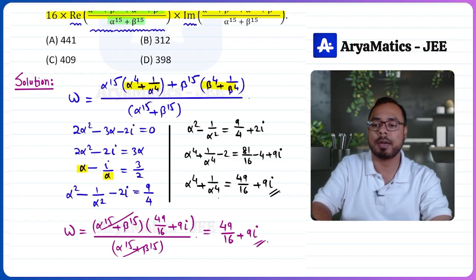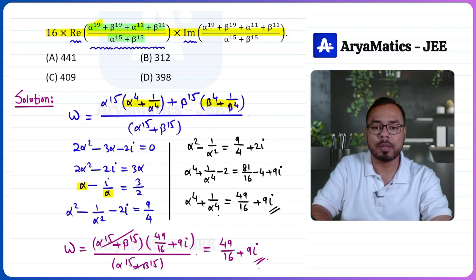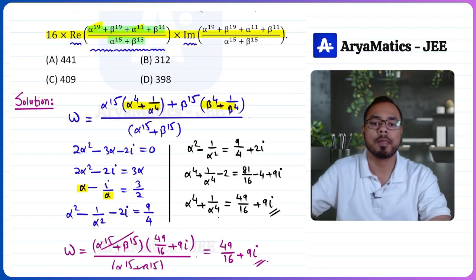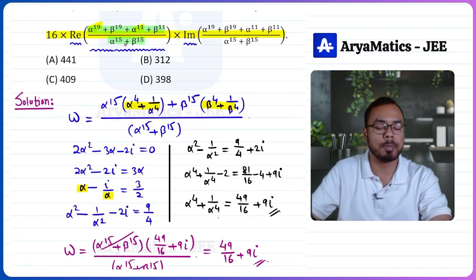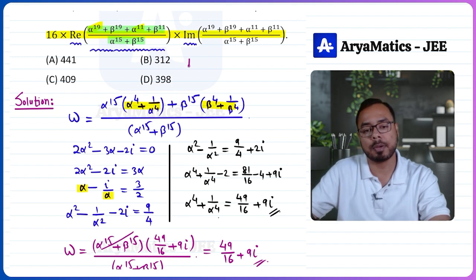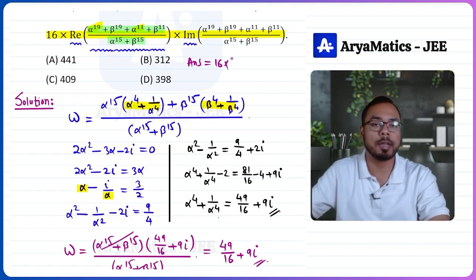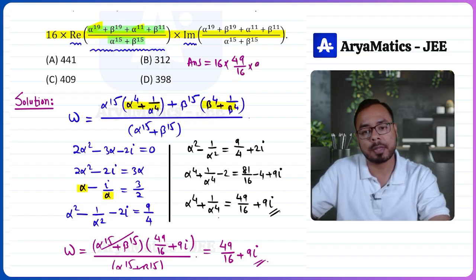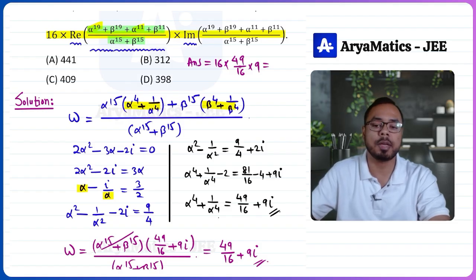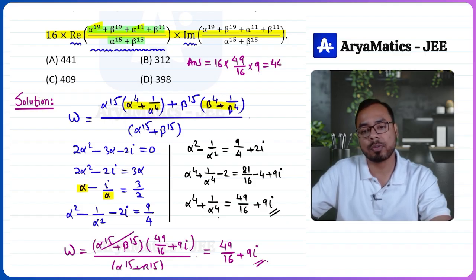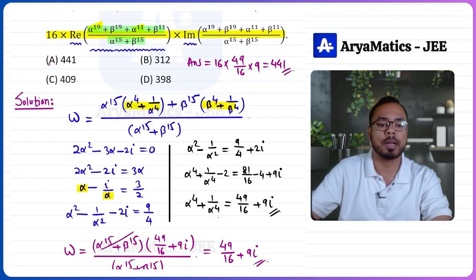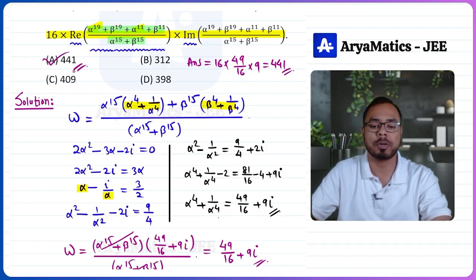Now the problem is we have to find the value of 16 into the real part of this complex number multiplied by the imaginary part. So the answer will be 16 into the real part, 49 by 16, and then the imaginary part, 9. Now 49 into 9 will be 21 square, which is 441. So the correct answer for this problem will be the first option.